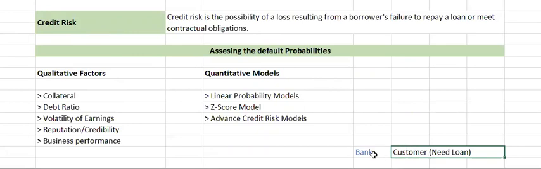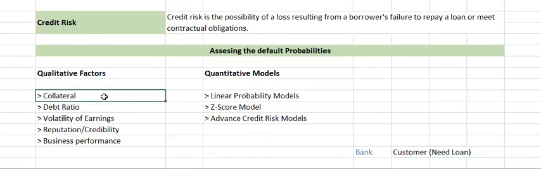As a banker, when I'm going to calculate the credit risk of my customer, first of all I'll see the collateral of my customer. If the customer is providing collateral with a good market value, it means that the credit risk will be lower. Whenever there is high collateral, the probability of default will be lower and credit risk will be lower. So collateral is one of the important factors which affect credit risk.